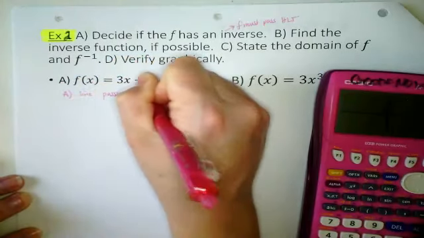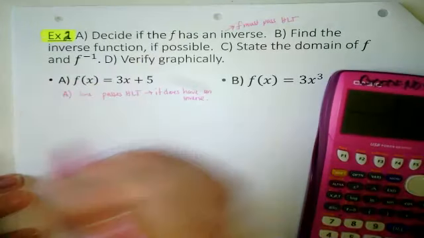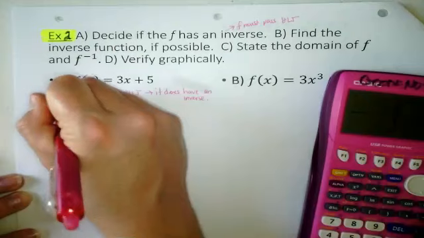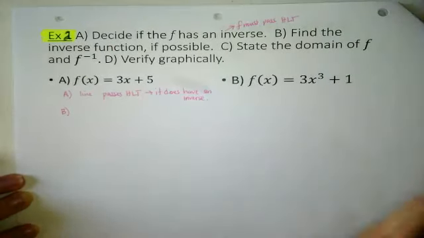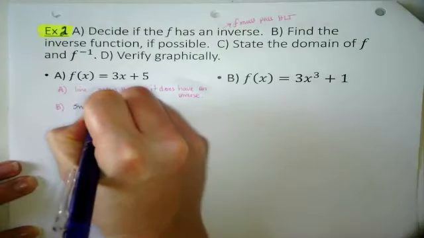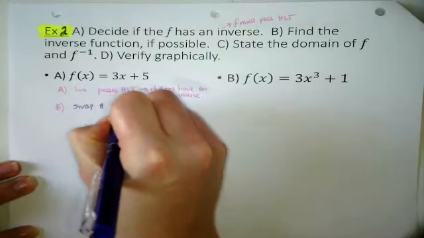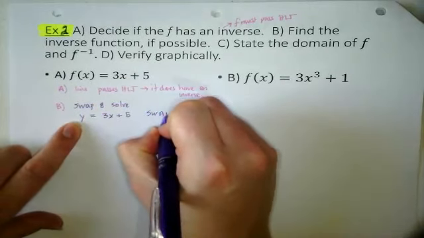Okay, so it does have an inverse because it passes the horizontal line test. We want to find the inverse function. So for part B, my favorite phrase for finding inverses is swap and solve. All we're doing when we find inverses is reflecting the function over the line y equals x. Well, that means our y and x need to swap positions.